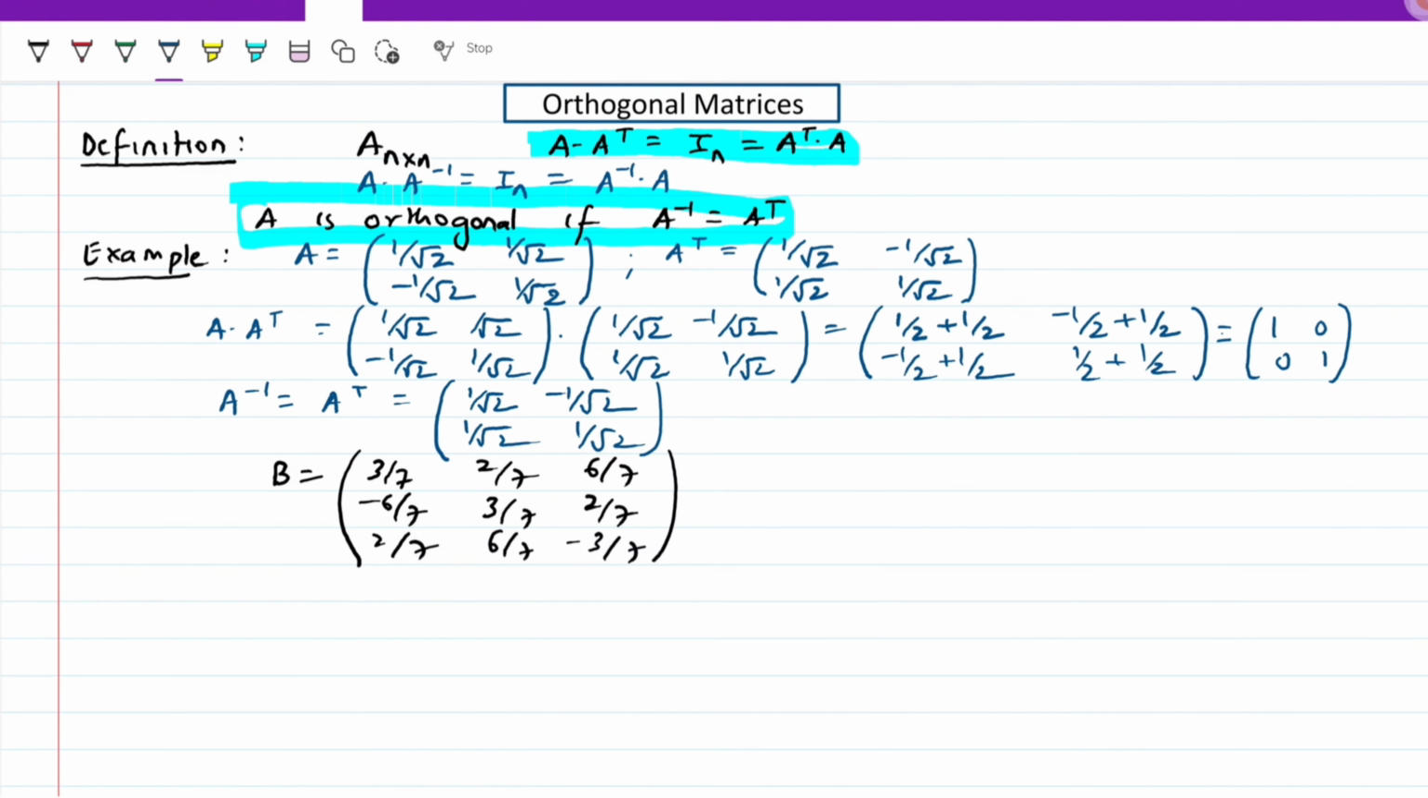So next, you can find out B transpose and take the product of B with B transpose and check if it is coming out as the identity matrix. If it does, then you can conclude that B is going to be orthogonal. And I also want you to find out what is B inverse in that case.